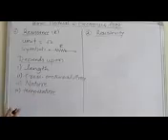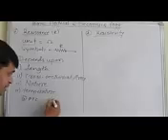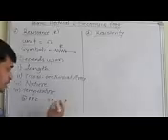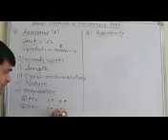Depending upon the temperature coefficient, resistance has two different types. The first one is PTC, the positive temperature coefficient. That means when temperature increases, resistance also increases. The second one is NTC, the negative temperature coefficient. When temperature increases, resistance decreases. Therefore, it is a negative temperature coefficient.